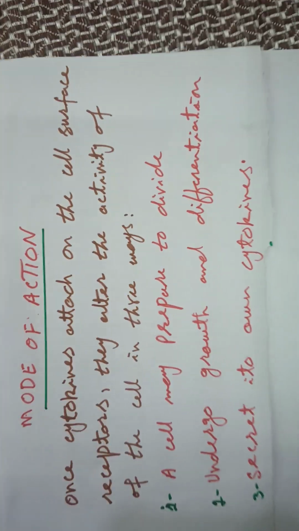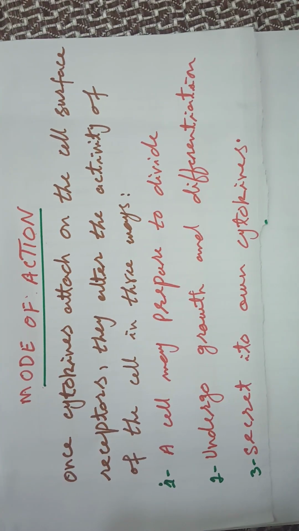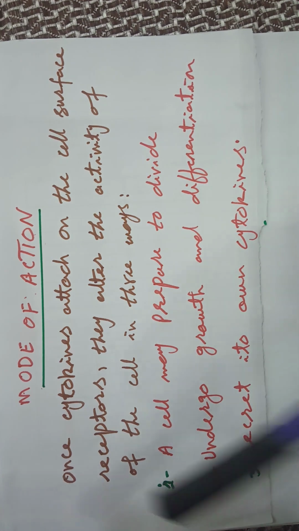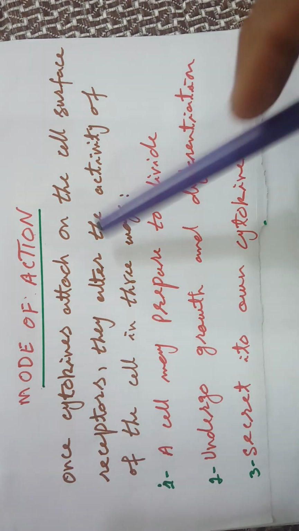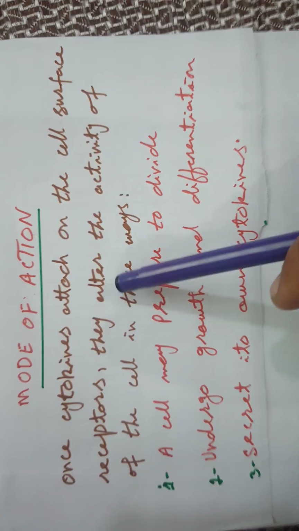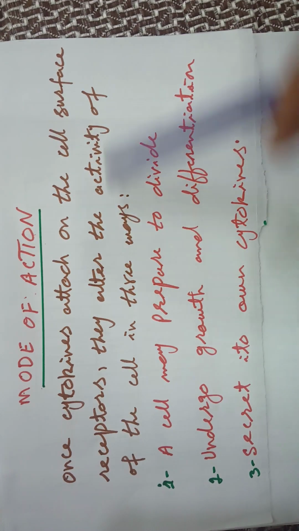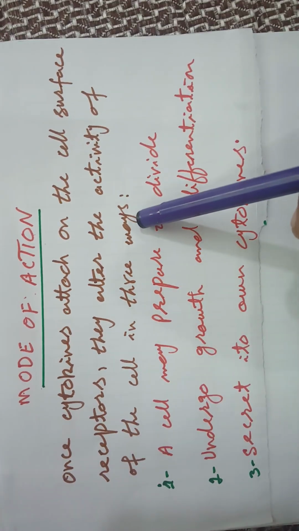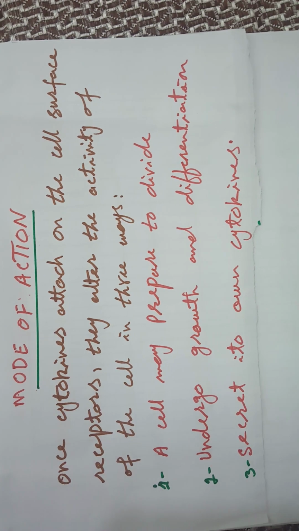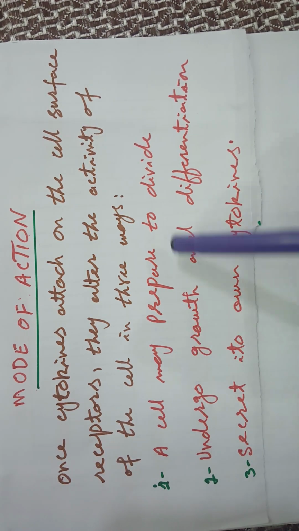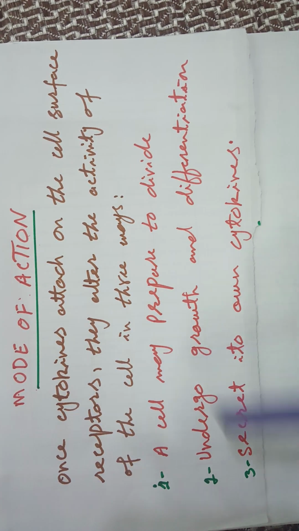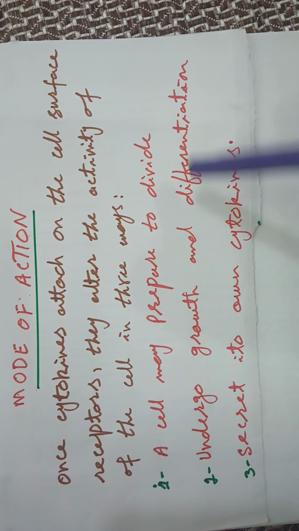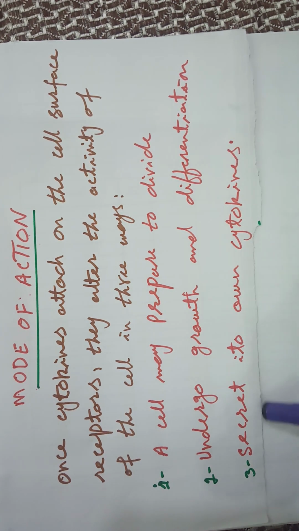Now we discuss the mode of action of cytokines. Once cytokines attach to the cell surface receptors, they alter the activity of the cell in three ways. Either a cell may prepare to divide, or undergo growth and differentiation, or secrete its own cytokines.